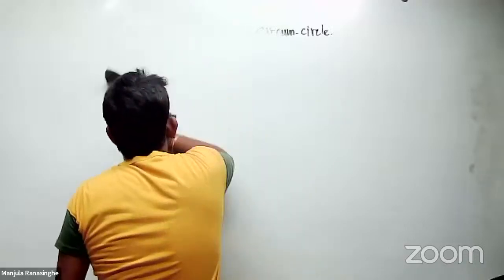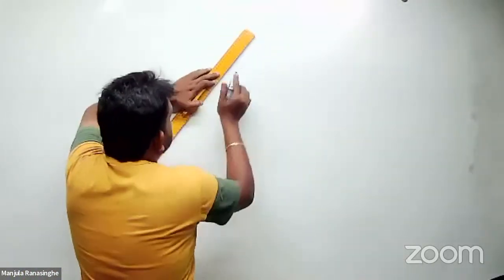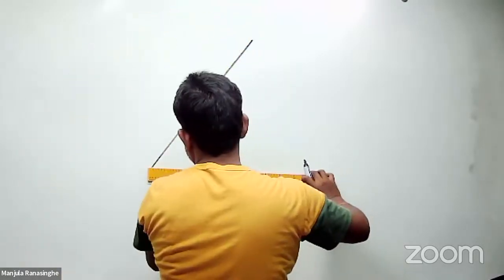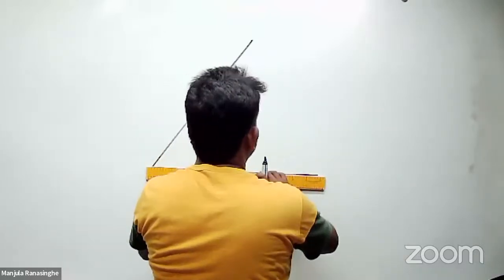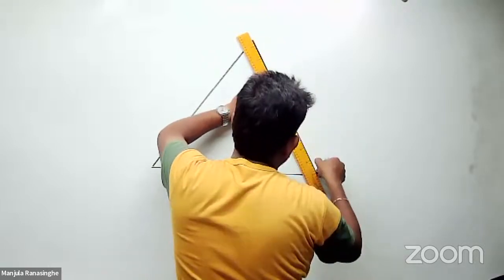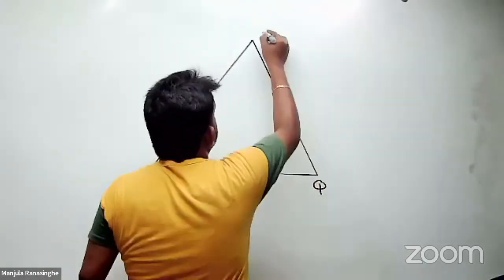Right. Next, I am moving to the incircle. Incircle. So the circle is inside the triangle. That's why it is called incircle. Okay. Now imagine we build up a triangle with the use of construction. This is a triangle I created, PQR.